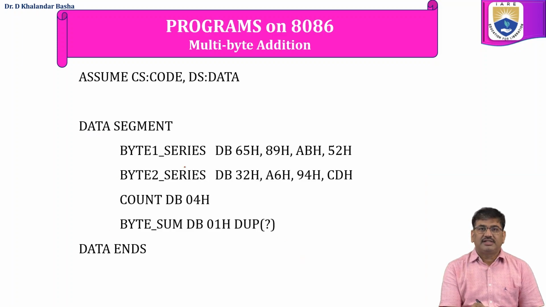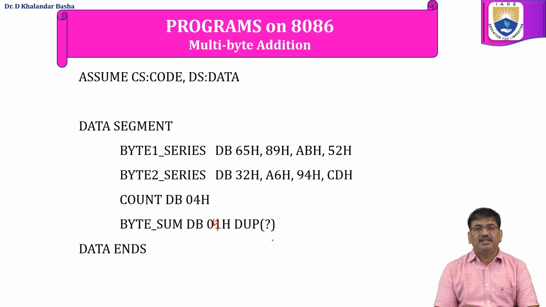This data segment consists of multiple values. One is byte 1 series followed by byte 2 series, then count, after that sum. We are going to reserve 4 memory locations to store the sum, because that is the result after addition of byte 0, byte 1, byte 2 and byte 3. DUP question mark is only for reserving the memory. The question mark indicates it is uninitialized.